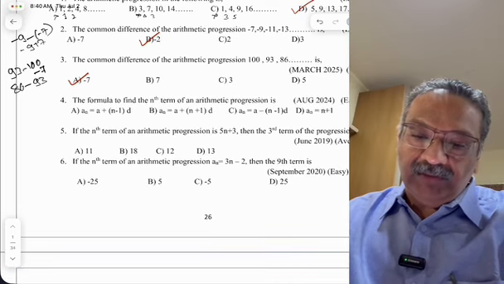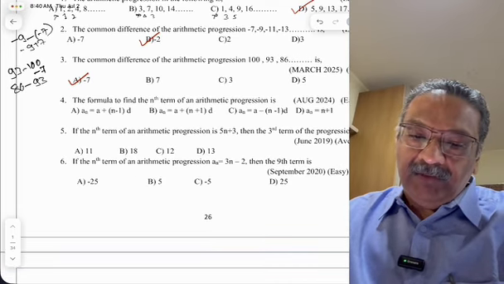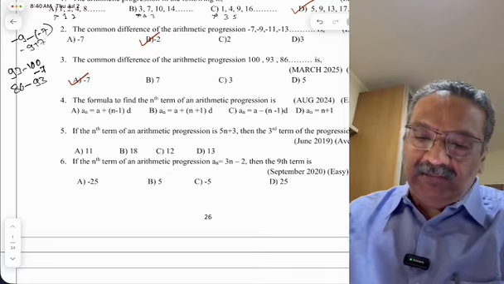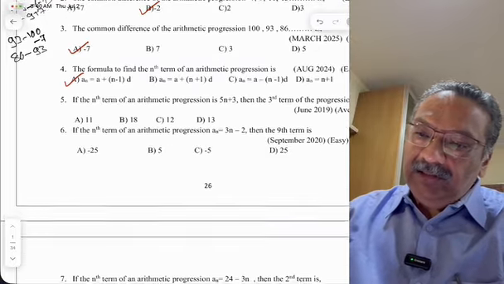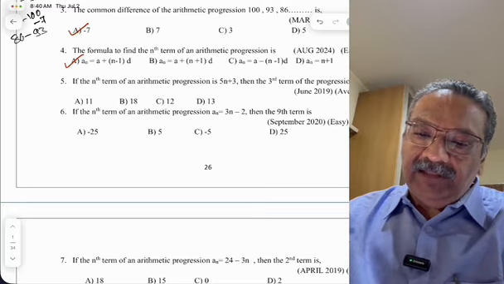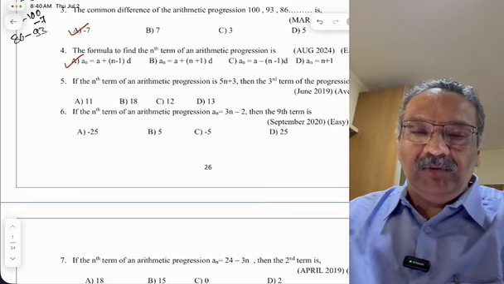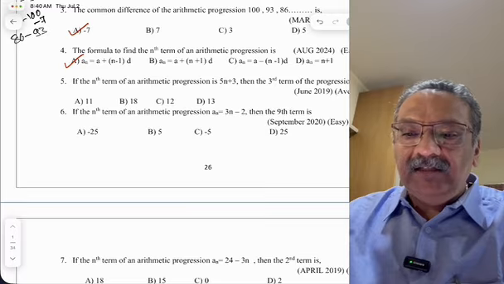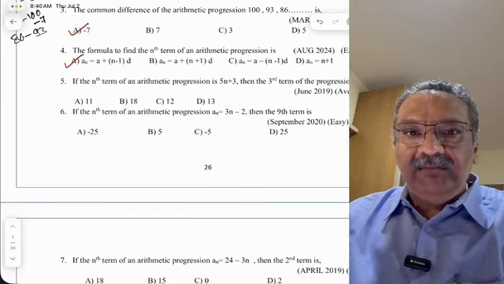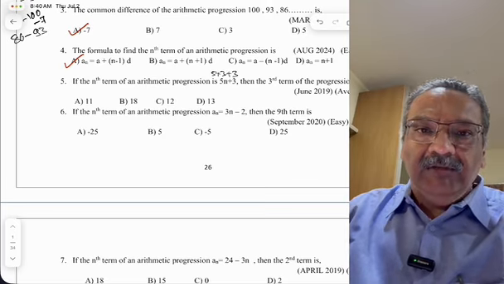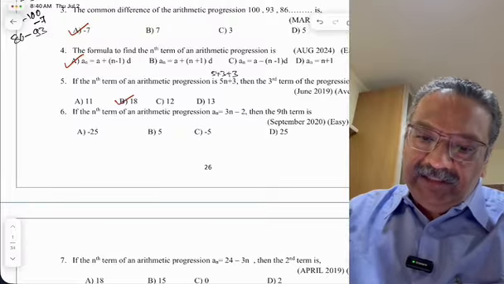Coming to the fourth one, it is a straight formula. They have asked the formula to find the nth term. We know nth term an is equal to a plus n minus 1 d. So next, fifth question. If the nth term of an arithmetic progression is 5n plus 3, then they have asked what the third term is. Simple, we have to put 3 in place of n. So 5 into 3 plus 3, 5 into 3 is 15 plus 3 is 18, so 18 is B.